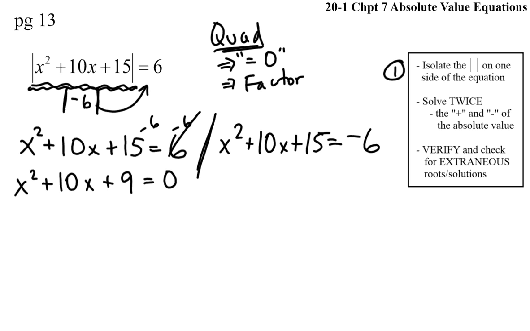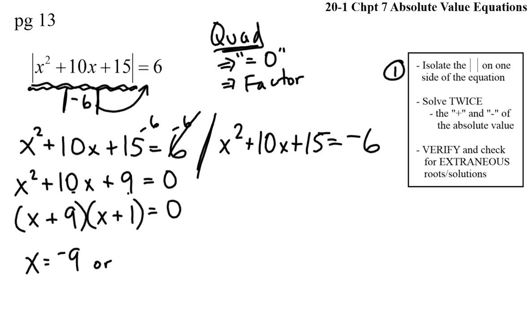Well, when we factor, this could be multiply to 9, add to 10, a positive 9 and a positive 1. So if that's the situation, our x could be negative 9 or negative 1, because in this case we would want one of these to be 0, and this becomes 0 if x is negative 9. This becomes 0 if x is negative 1. There's two potential answers.